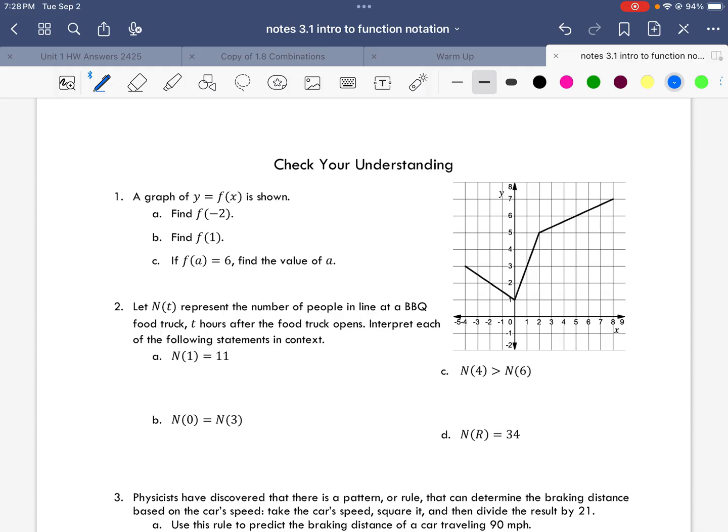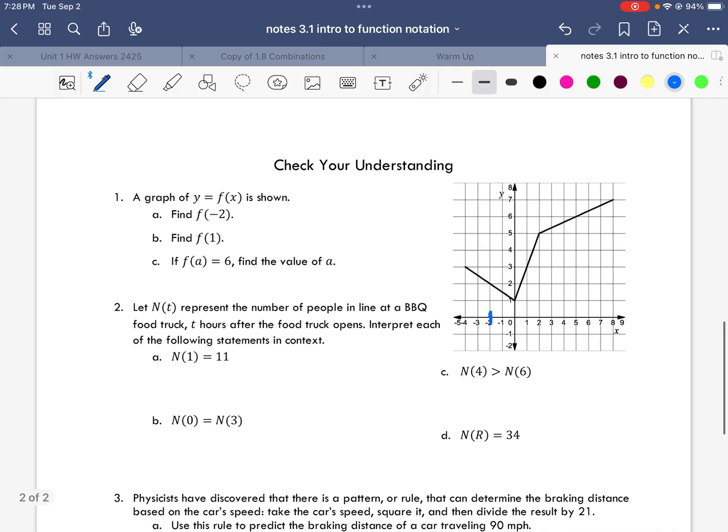Okay, so hopefully you've given this a shot in your groups and you've talked this through. F of -2 means x is -2, and I want to know what y is, which would be the output. So if I follow this graph up, it says that when x is -2, y is 2. And then it says find f of 1. So here's where, again, that's your x right here. So x is 1. We're going to follow this up and figure out that y is 3.